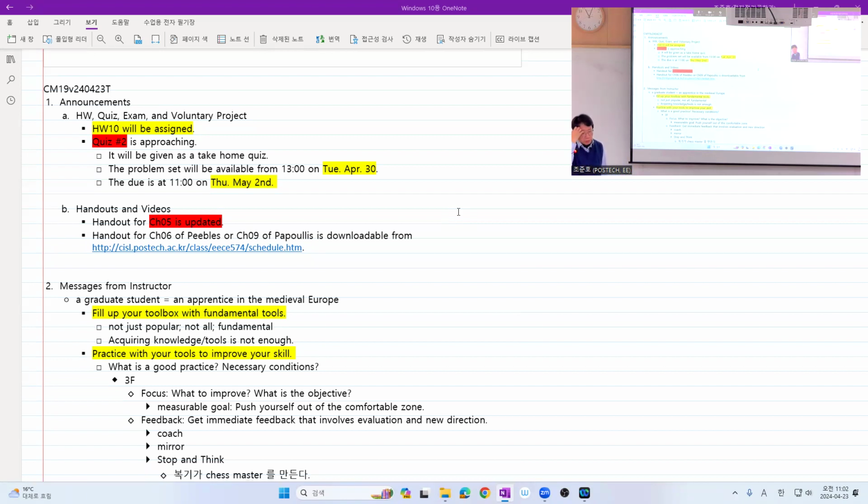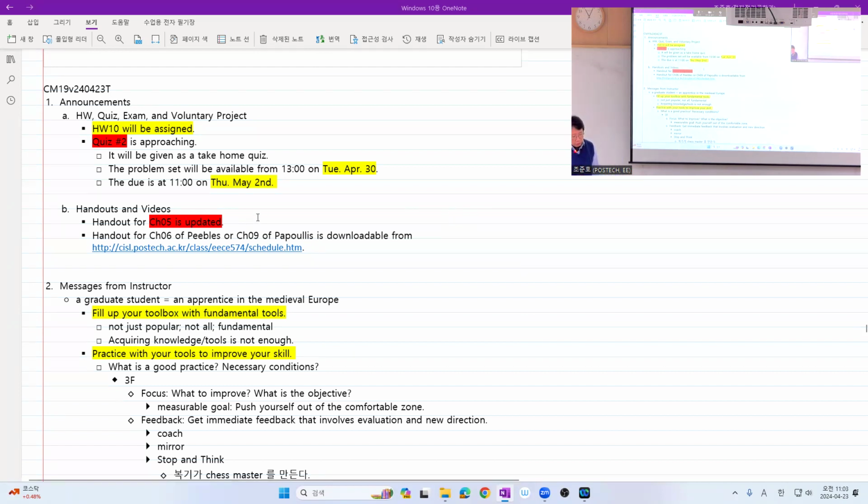The first announcement is quiz 2. It will be taken for 2 days, from Tuesday, April 30th to Thursday, May 2nd. You will be given approximately 48 hours to finish the quiz.